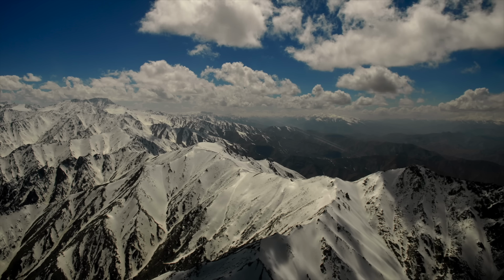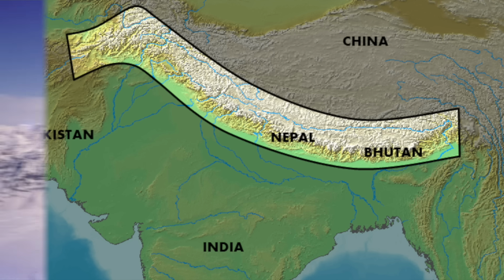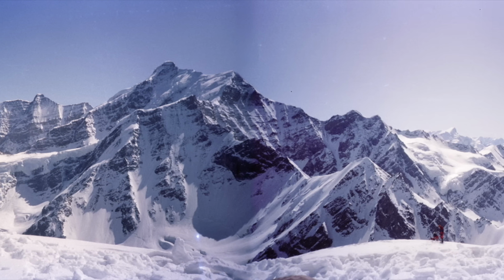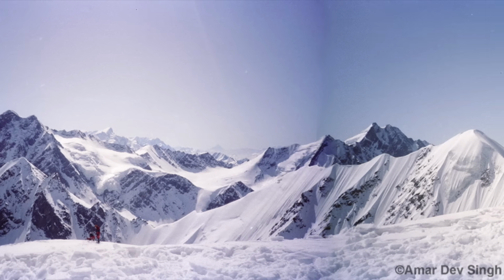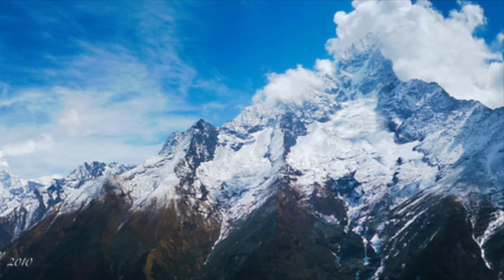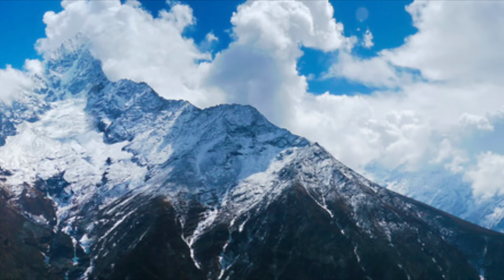Many major landforms make up the Indian subcontinent, including its northern boundary of the Himalaya and Hindu Kush mountain ranges. Himalaya means home of the snows. Some of the tallest peaks in the world are found here, including Mount Everest, the world's tallest peak. It is 29,029 feet above sea level.